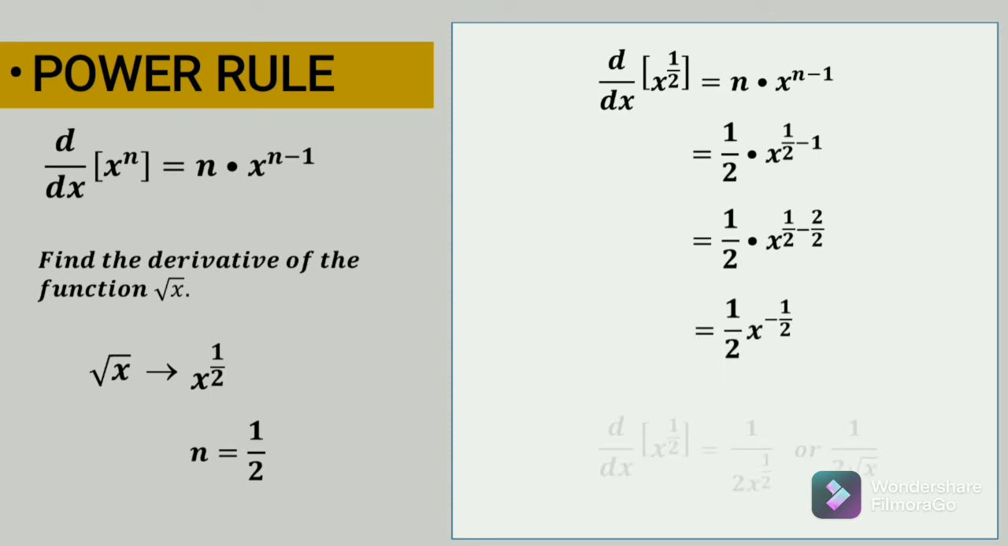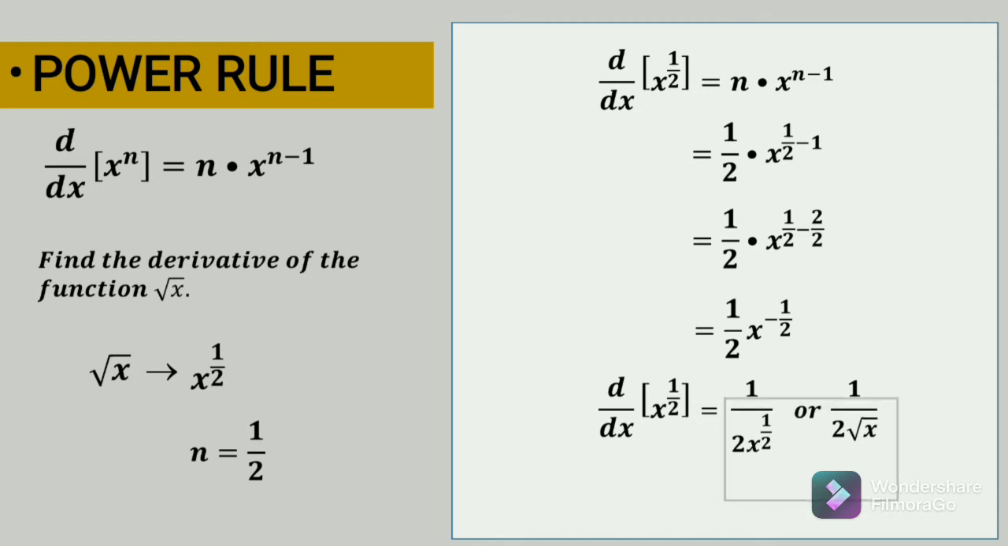We can rewrite this into this form. So 1 over 2x to the power of 1/2, or 1 over 2 square root of x. So the derivative of the function square root of x is 1 over 2x to the power of 1/2, or 1 over 2 square root of x. Now let's proceed to the product rule.